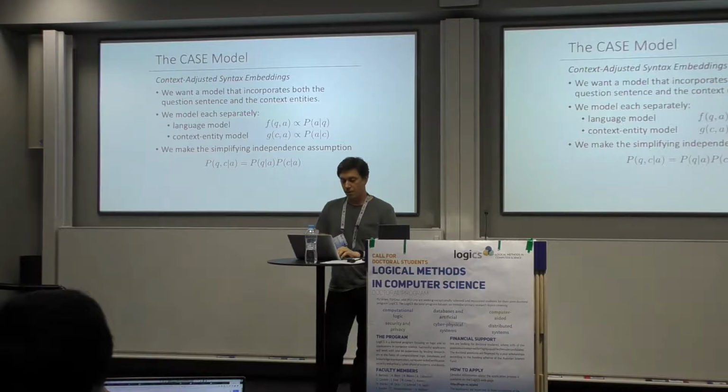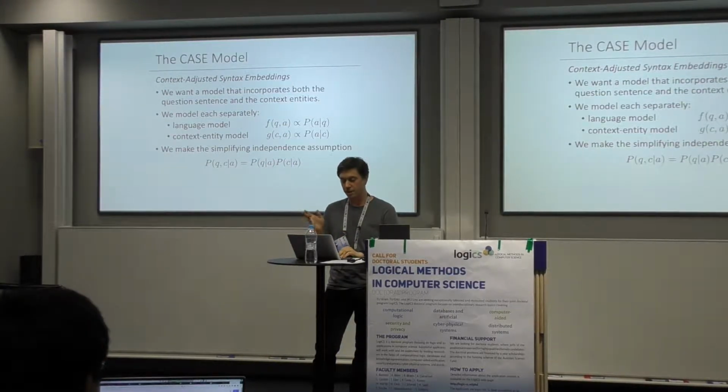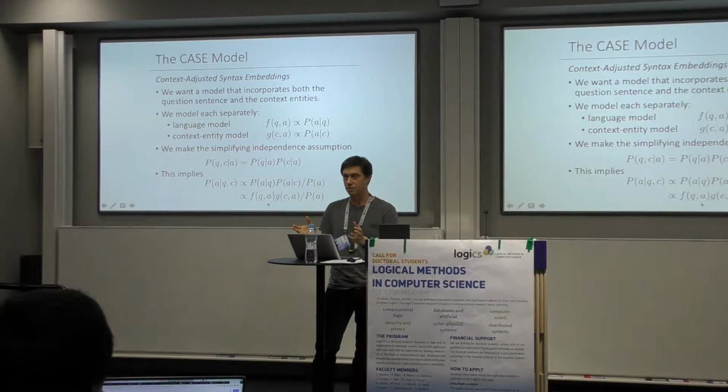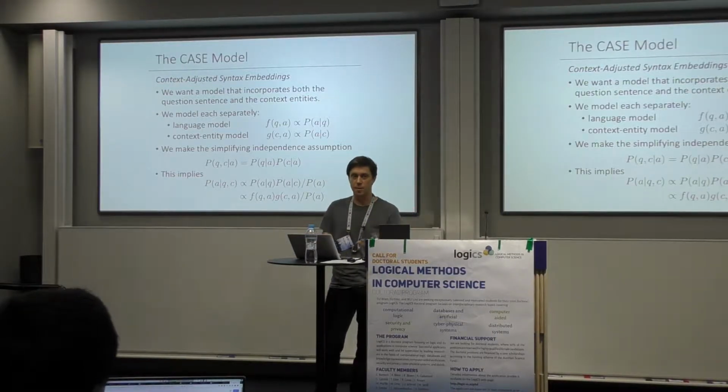And then we make a naive Bayes conditional independence assumption. The probability of the question and the context entities given the answer is the product of the probability of the question given the answer and the context entities given the answer. And if we do some rearranging, that ends up meaning that we can multiply our two models to get the probability, or in other words, in logit space, it would be additive.